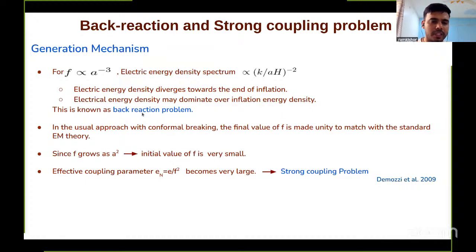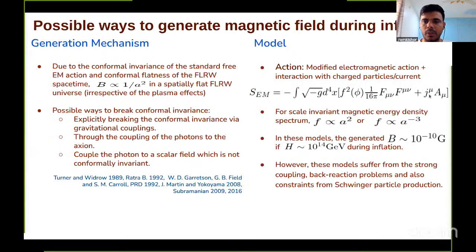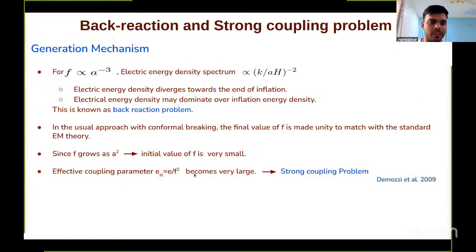Now, if you look at the other possibility where f is growing as a squared, since at the end of inflation you want to recover the standard electromagnetic theory, your f should be 1 at the end. It means your f will be very small at the beginning. So effectively, in this theory, the coupling between the gauge field and the charged field will be very large, and the theory will be in the strongly coupled regime. That is known as the strong coupling problem. This has been highlighted in this paper in 2019.